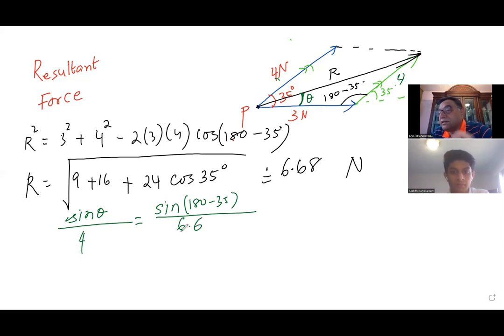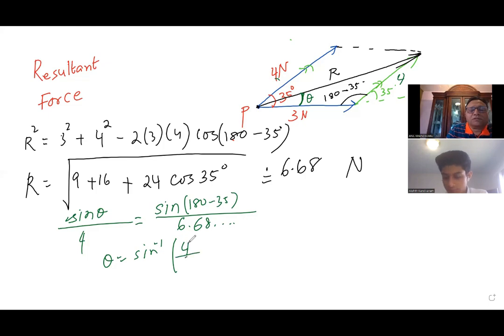When you calculate it, it is good practice to write 4 decimal places. You get the idea? Yeah. Not the rounded figure, right? So I will say 4 decimal places, okay? And then you find what angle theta is. So how much do you get? Theta equals sine inverse of 4 over 6.68. I want you to take it to 4 decimal places. Sine of, you're saying 145 degrees, correct? Correct. What do you get? So theta is roughly 20.1 degrees.